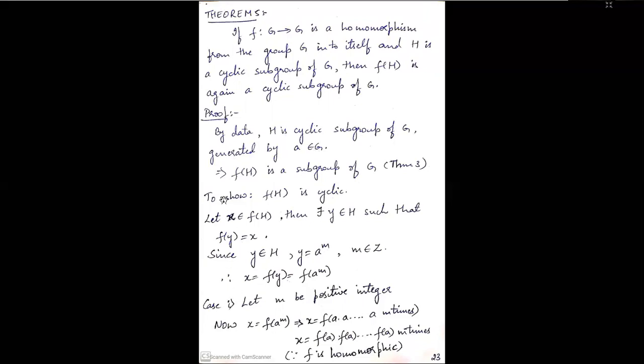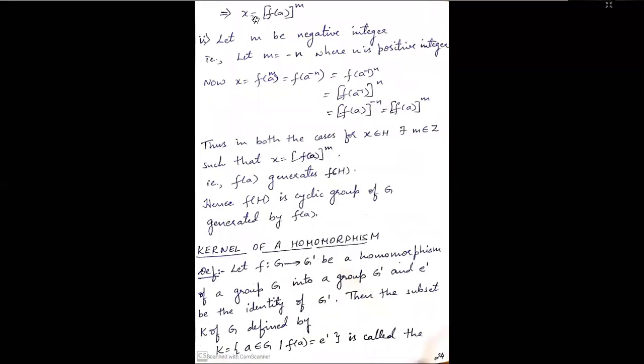Therefore, I can write x is equal to f of y, that is equal to f of a to the power m. Now we have two cases: m can be a positive integer and m can be a negative integer. Case 1, let m be a positive integer. So x is equal to f of a to the power m, which is a times a, m times. Since f is a homomorphism, I can write it as f of a times f of a times f of a, m times. So this gives x is equal to (f of a) whole to the power m.